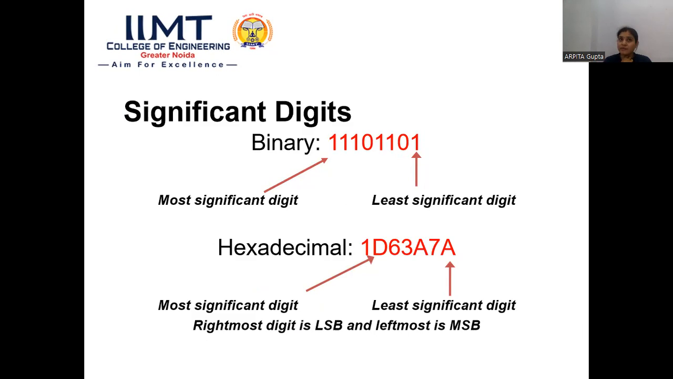Let us start. We have a binary number 10011. The rightmost digit, that is the last one, is 1, and the first one is 1. The rightmost digit is the LSB, that is the least significant digit, and the leftmost one is the MSB, that is the most significant digit. The MSB and LSB are the same for all number systems, that is for binary, hexadecimal, octal, and the normal decimal number system. The MSB and LSB never change. The rightmost digit is the LSB and the leftmost digit is the MSB.